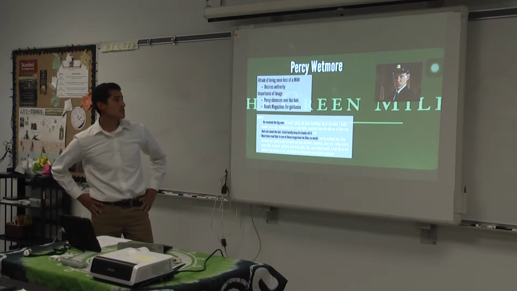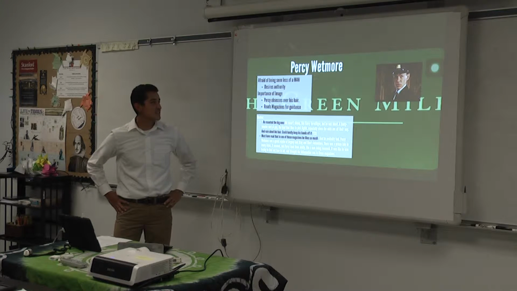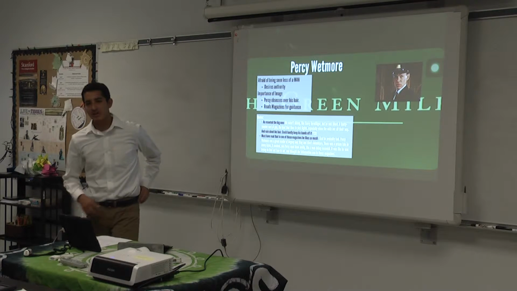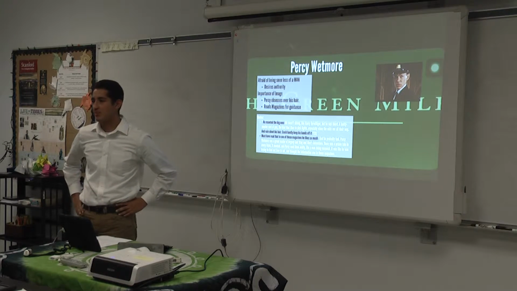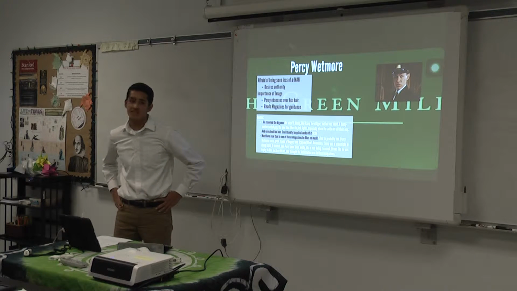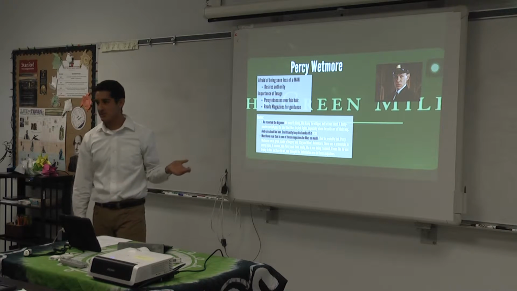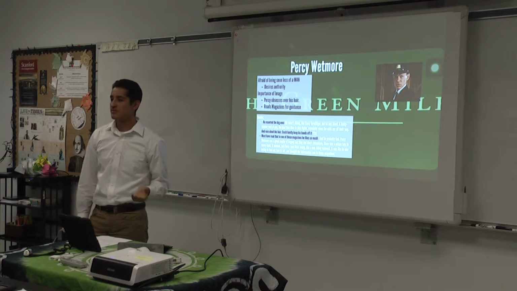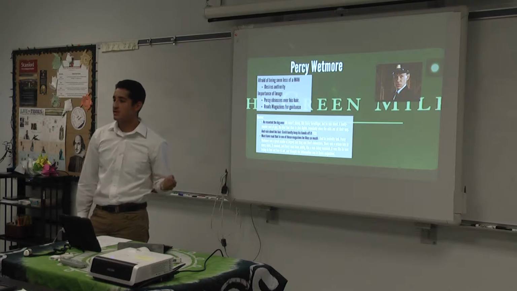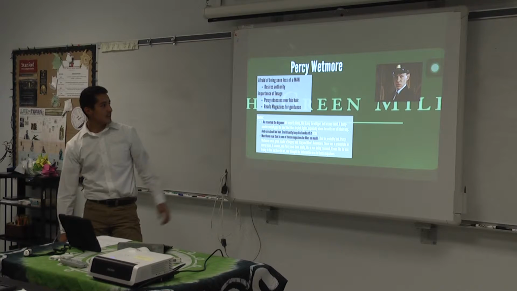With Percy Wetmore, we have more of a Napoleon complex where he wants more power, but he does not like to be looked down upon. So he desires to be seen; he is afraid of being seen as less of a man. He desires authority. In the text it shows that Percy is one of the few guards who requested to work at the Green Mile, which is not normal.